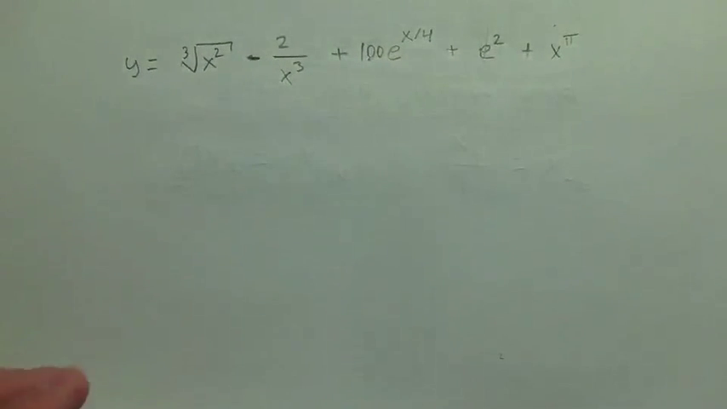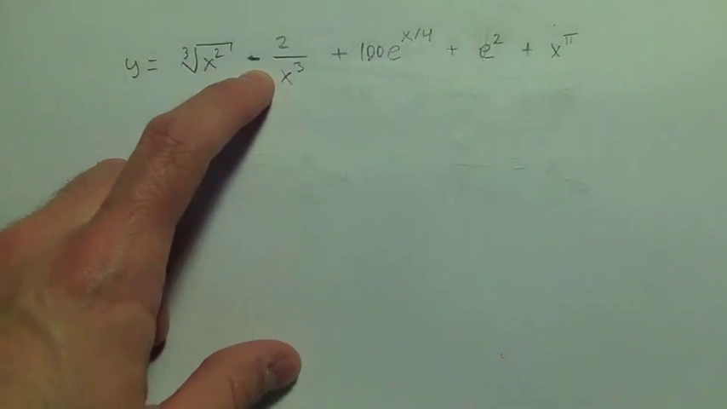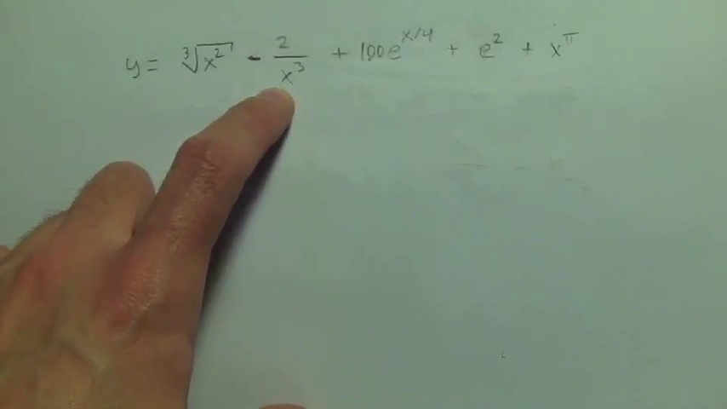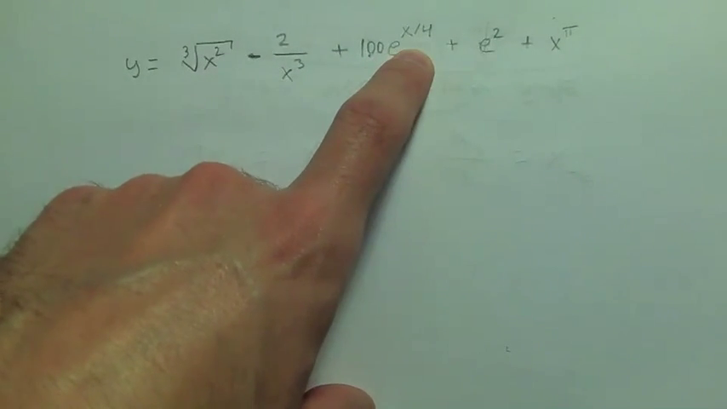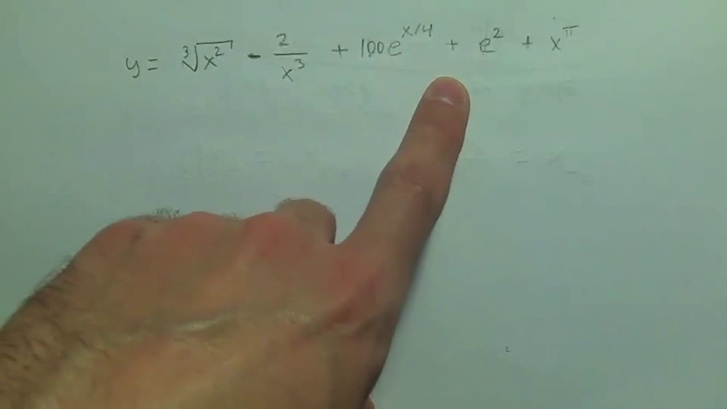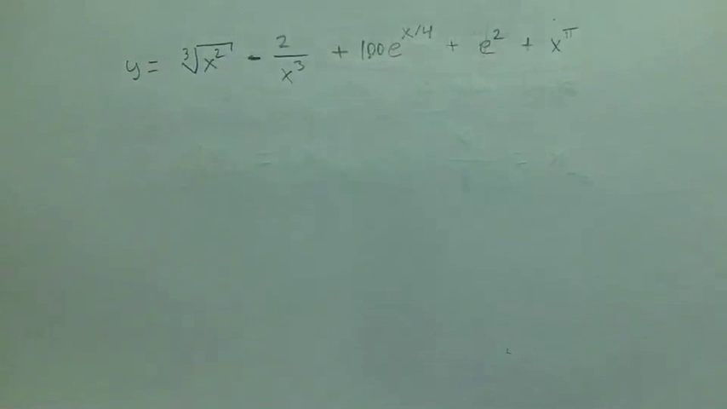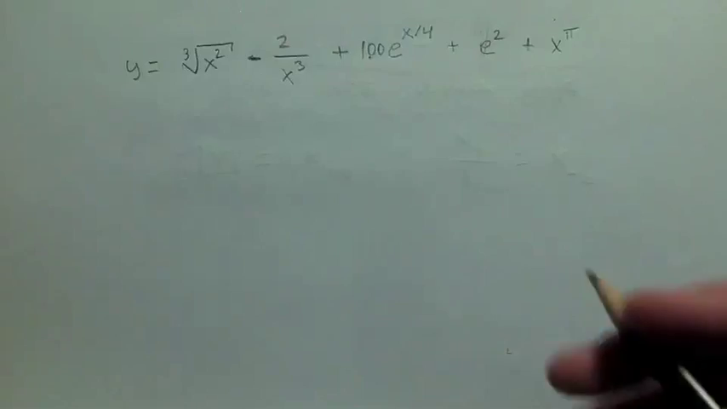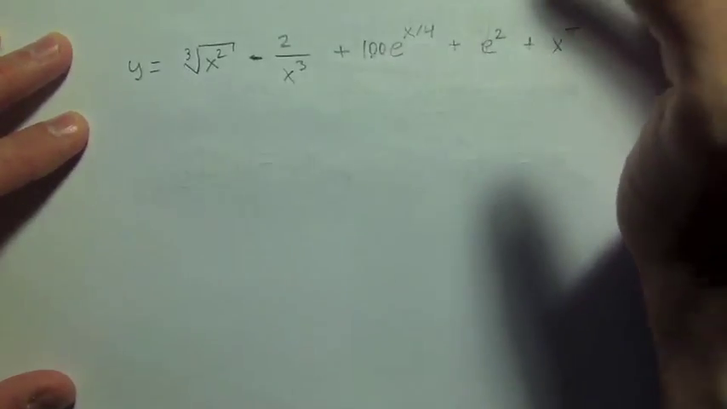Okay, here's another example. Say we have the cubed root of x squared minus 2 over x cubed plus 100 e to the x over 4 plus e squared plus x to the pi. Alright, so first I'm going to go through and simplify things. So remember, that's the first thing you're going to want to do. Don't start taking derivatives of things that you can, and simplify in the same step.